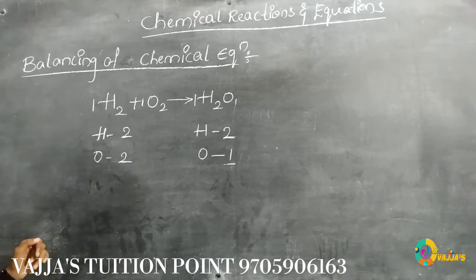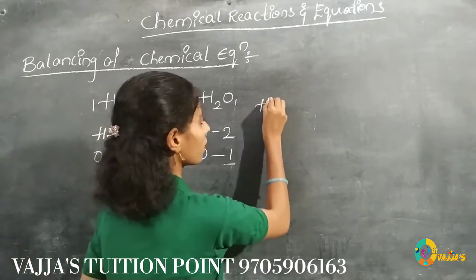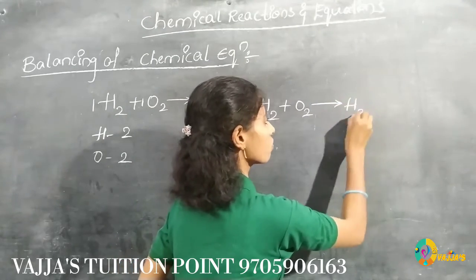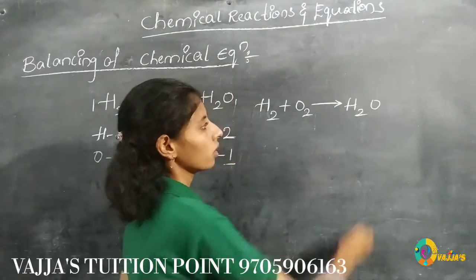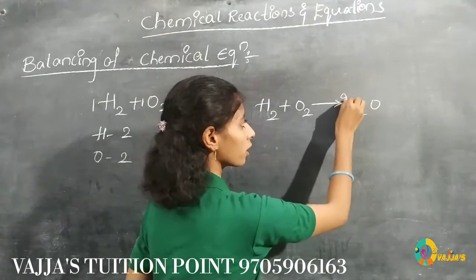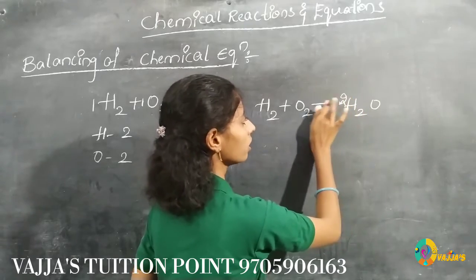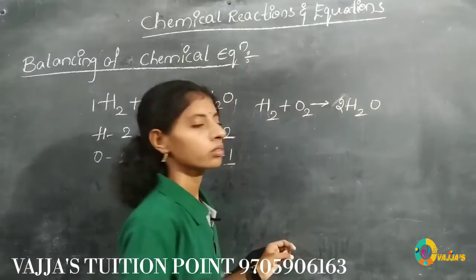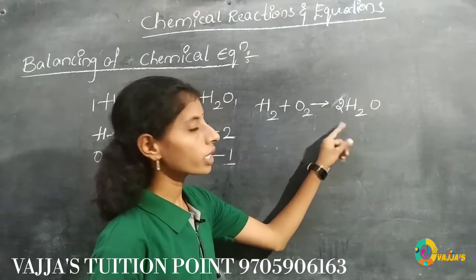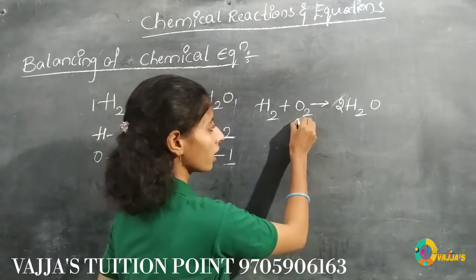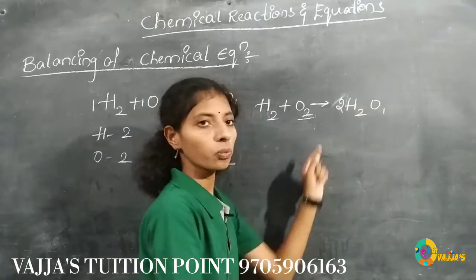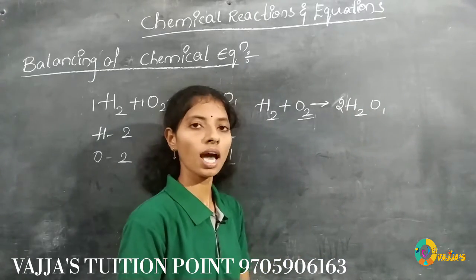So see here, again I am writing the same chemical equation. Now here I want to take the number as 2. Now count the number of atoms. Here we have 2 oxygen atoms. 2 ones are 2. Here also we have 2 oxygen atoms.